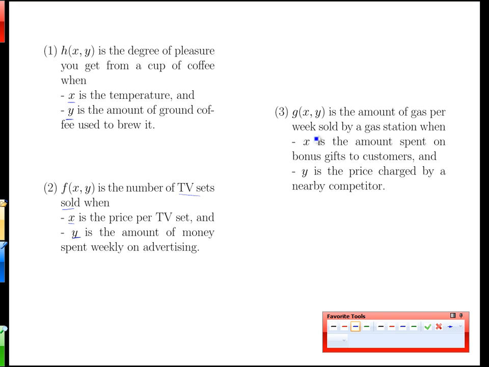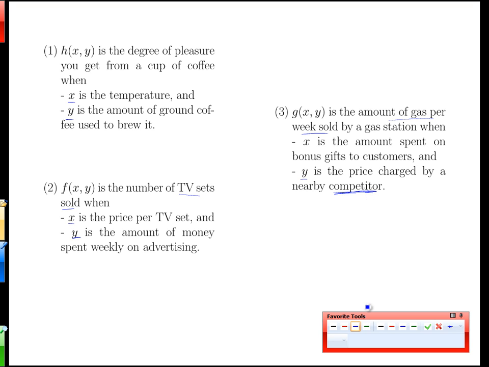Last but not least, our third function is going to be the amount of gas sold, so again, a sales scenario, where X is the amount we spend on gifts for our customers, wooing them back to our store, and Y is going to be the price charged by, notice here, not by us, but by a competitor.